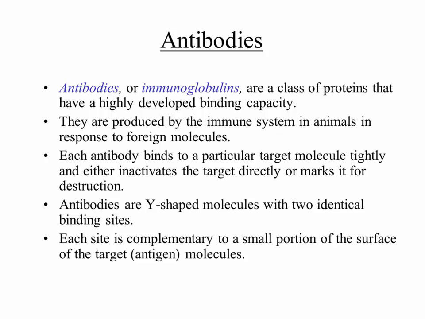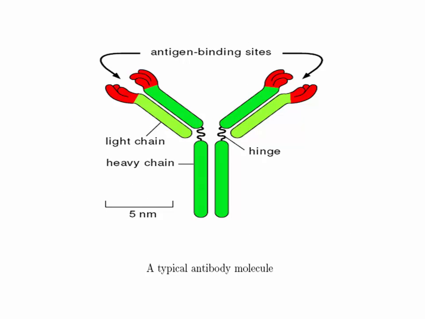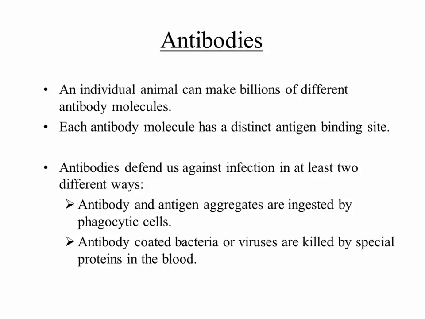So antibodies are Y-shaped molecules with two identical binding sites. Each site is complementary to a small portion of the surface of the target, which is called the antigen molecule. An individual animal can make billions of different antibody molecules against billions of targets. So each antibody molecule has a distinct antigen binding site.